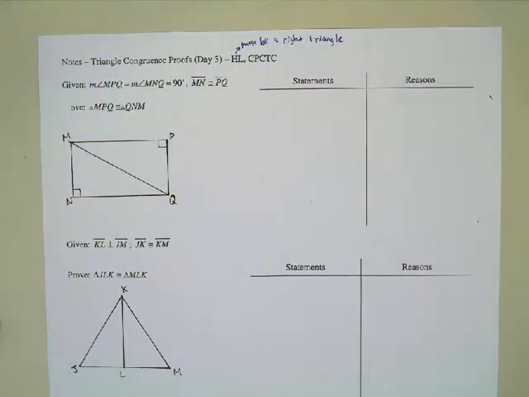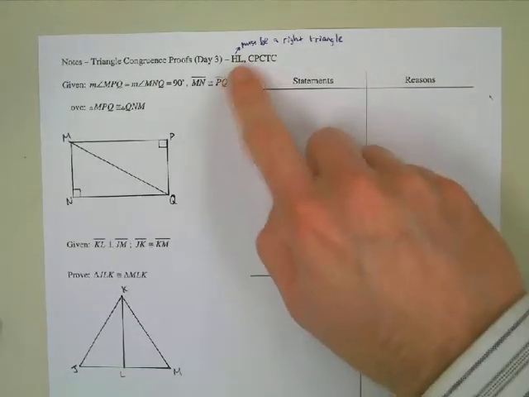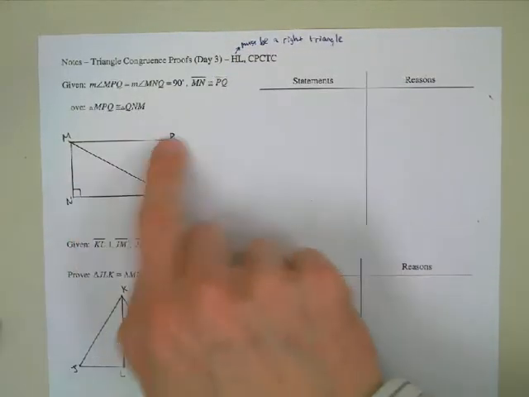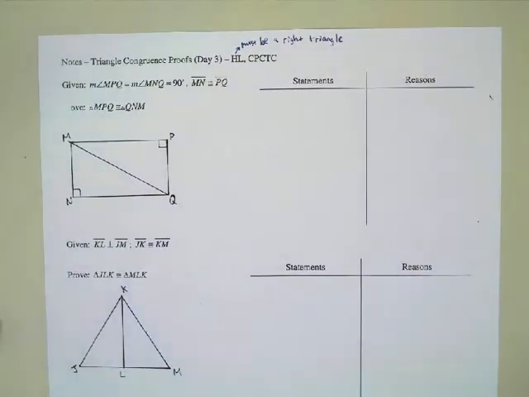Now, let me say this as well. Just because you see a right triangle does not mean it's a hypotenuse leg proof, because we just saw an example of that in our homework, where we had right triangles, but they weren't proved congruent by hypotenuse leg. They were proved congruent by, I think, angle side angle, or angle side, one of those two. So either way, it was not necessarily hypotenuse leg. Just because you see a right angle does not necessarily mean it's hypotenuse leg, but we could use it.